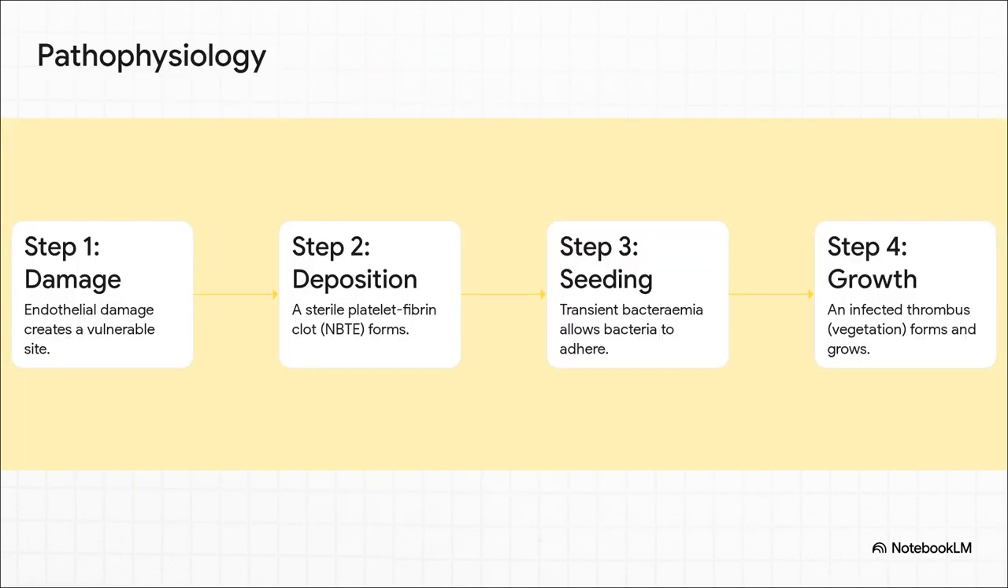It's really a four-step process, kind of a perfect storm. First, you get a little bit of damage to the heart lining, maybe from turbulent blood flow around a dodgy valve. Second, the body tries to patch it up with a sterile clot. Third, some bacteria get into the bloodstream, maybe after a dental procedure or something. These bugs find that nice sticky clot, and boom, step 4. They set up shop, multiply, and build this big infected mass we call a vegetation. And that's your ticking time bomb.